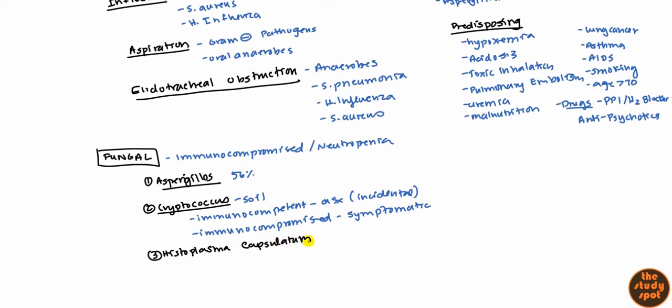So Histoplasma capsulatum, this is found in the Midwest United States, in the Ohio, Mississippi area. This generally is found in soil where there have been bird or bat droppings. So you want to put all those together.